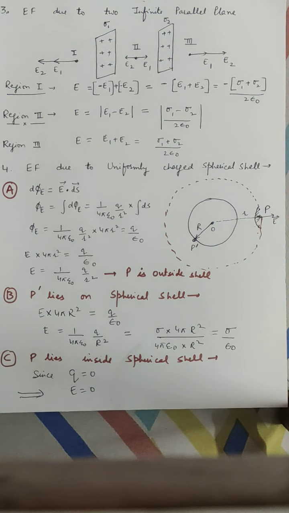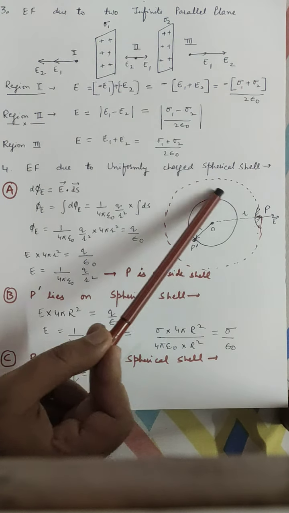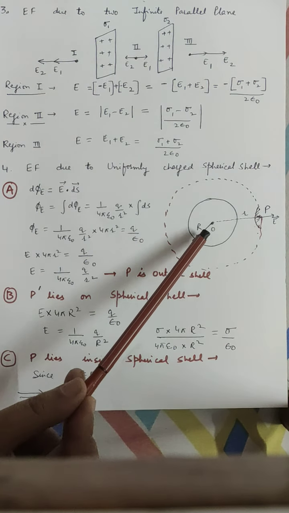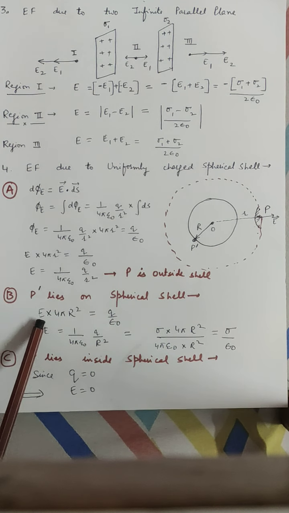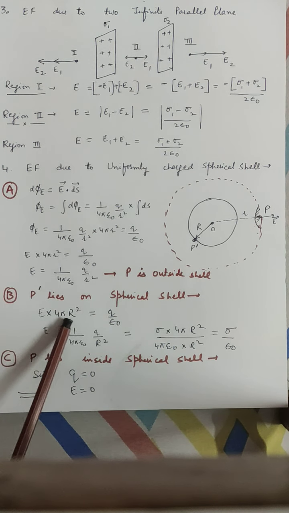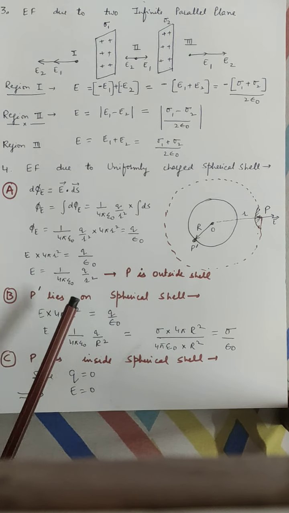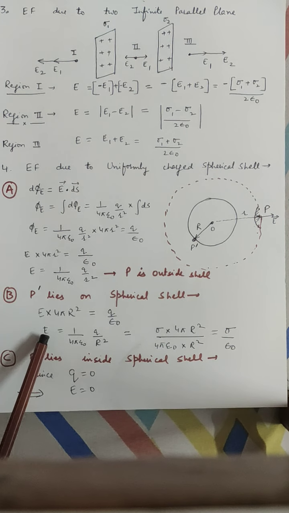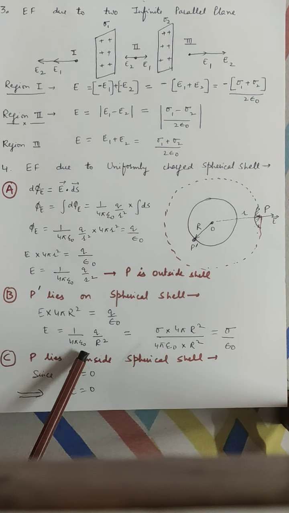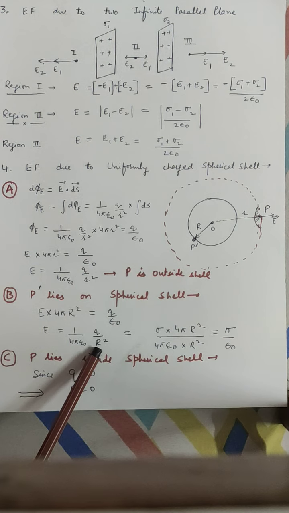Let's talk about another case in which the point is on the surface of the spherical shell. So the only replacement will be here, when we will be calculating the surface area, the radius capital R will be used. So it is E into 4 pi R square equals q upon epsilon naught. So electric field comes out to be equal to 1 upon 4 pi epsilon naught q upon capital R square.